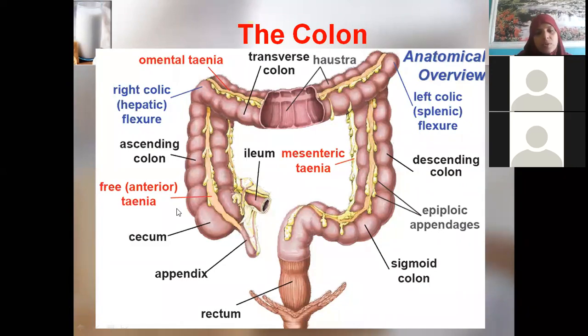Now from yesterday's class also I told you we have two flexures, isn't it? So at the right bend you call it as right colic flexure, because right side we have liver, you call this flexure also as hepatic flexure. So this is towards the left side of the abdominal cavity, so this flexure is left colic flexure, and because it is very close to the spleen, you can also call it as splenic flexure. I hope this picture, whatever I have focused here, is very clear for you all.